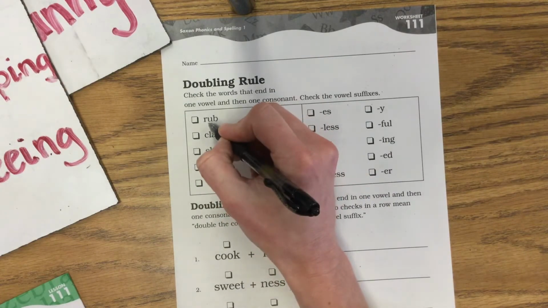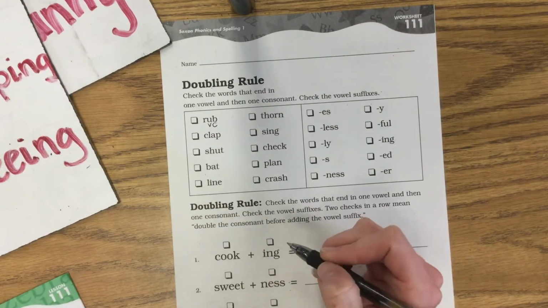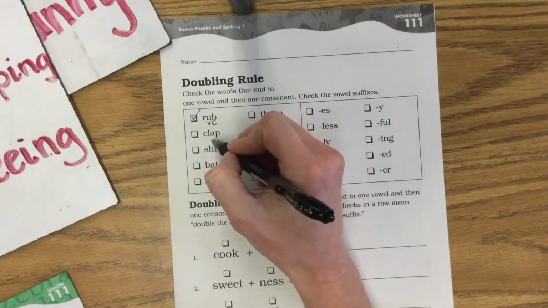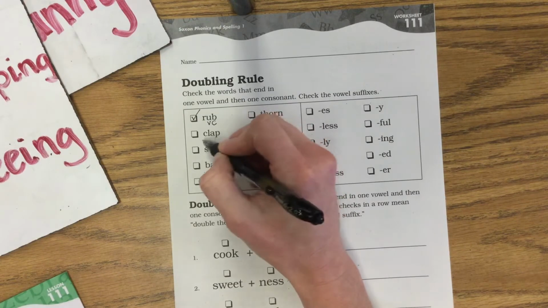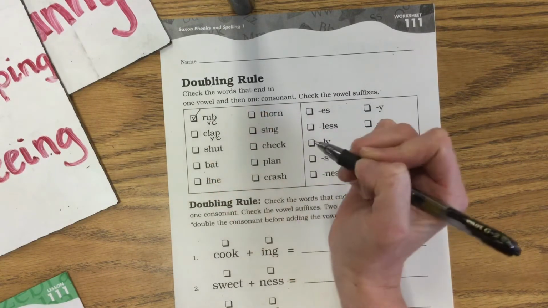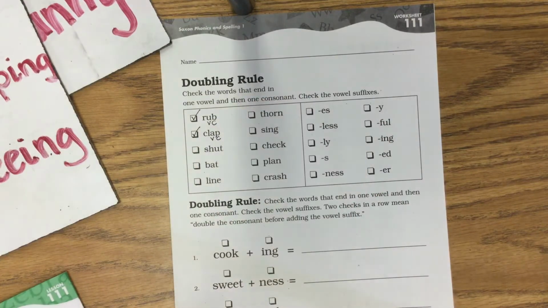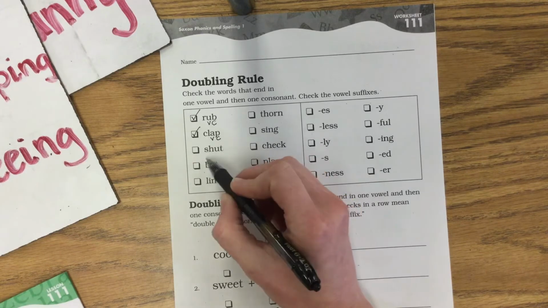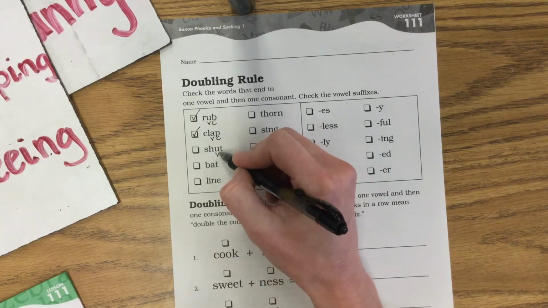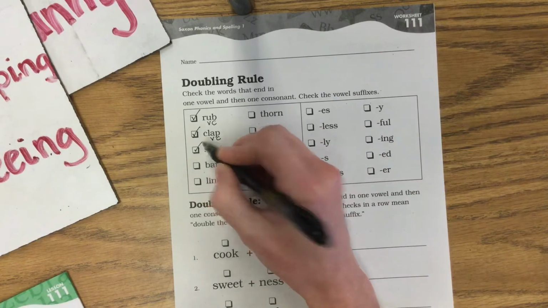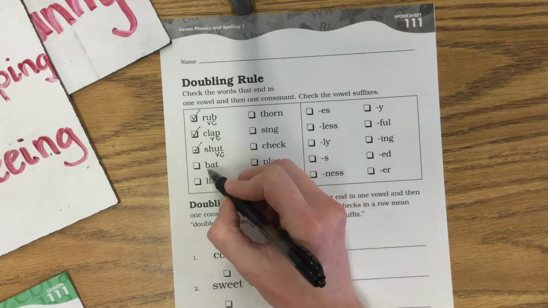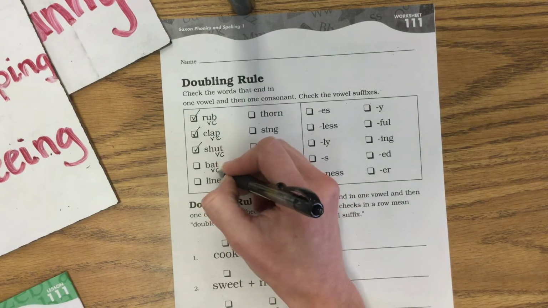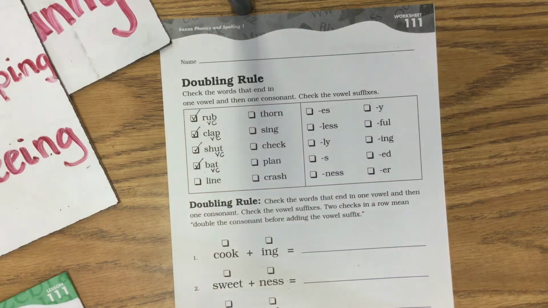b. Is this a vowel followed by a consonant? Yes, it is. So we're going to give it a check. The next one, clap. Is this a vowel followed by a consonant? Yes, it is. Put a check. The next one, shut. Is it a vowel followed by a consonant? Yes, it is. The next one, bat. Does it end in a vowel and a consonant? Yes, it does. Give it a check.